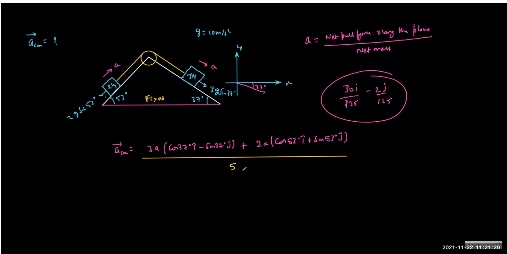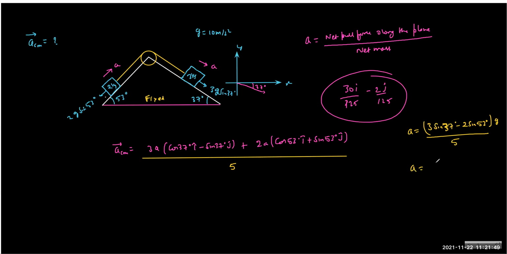Now here the challenge is just, okay, there is no challenge, just to find the A, and A is simple. It's the net pulling force, which is 2 by 5. It's 3 sin 37 minus 2 sin 53, all into g by 5.